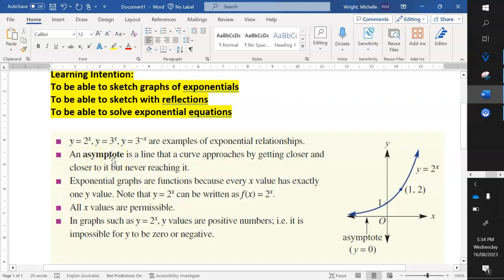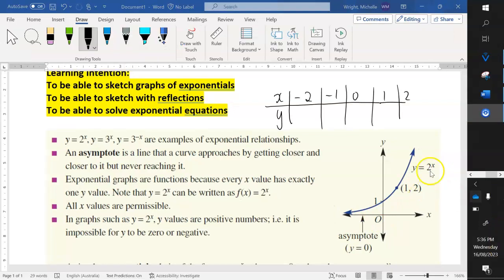So our exponential graphs have an asymptote, and an asymptote is a line that the curve approaches by getting closer and closer to it but never reaching it. So we haven't seen asymptotes really, I don't think at all so far up until Year 10. And we'll have a look at that in our picture in a second. So if you move over to the diagram over here, we've got our x and our y axes here. And here, this blue line is a graph of y equals 2 to the power of x.